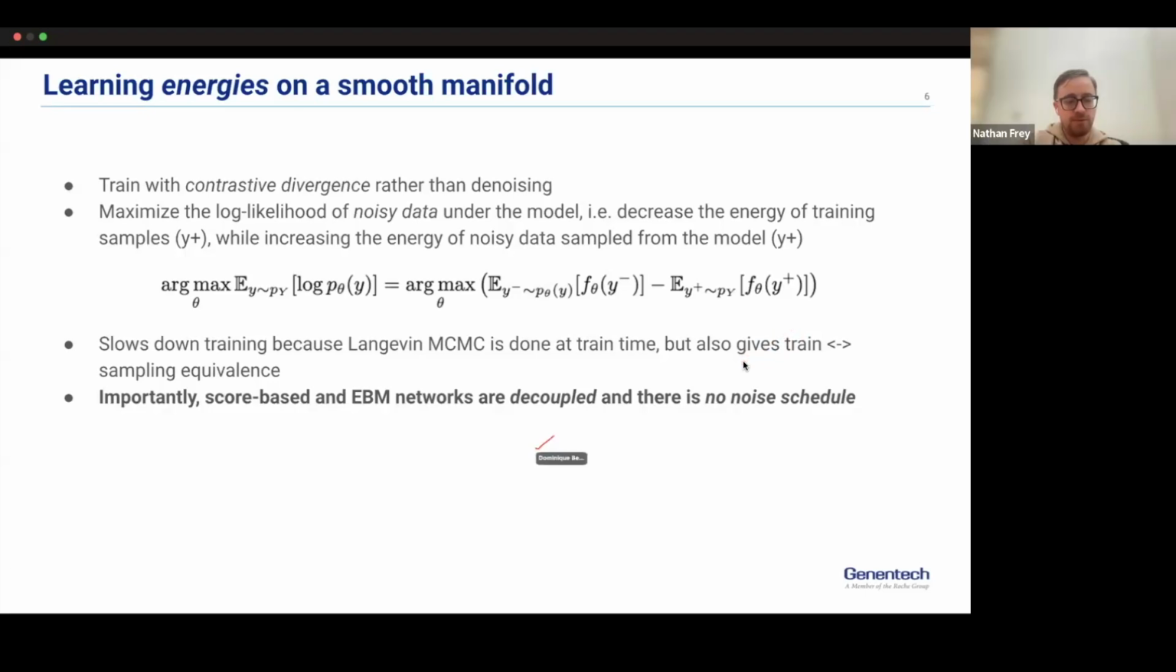So if you train in this way, the denoising model is trained to denoise, and what you're going to ask it to do at sampling time is to denoise noisy samples into clean data, the thing you're actually trying to sample. And the EBM is trained to sample noisy samples. And what you're going to ask it to do at inference time is give you more noisy samples. So there's a very nice train-sampling equivalence here. And like I said, both of these networks are totally decoupled. They don't depend on each other in any way. And again, there's no noise schedule. We're still just training both models at a single noise level.